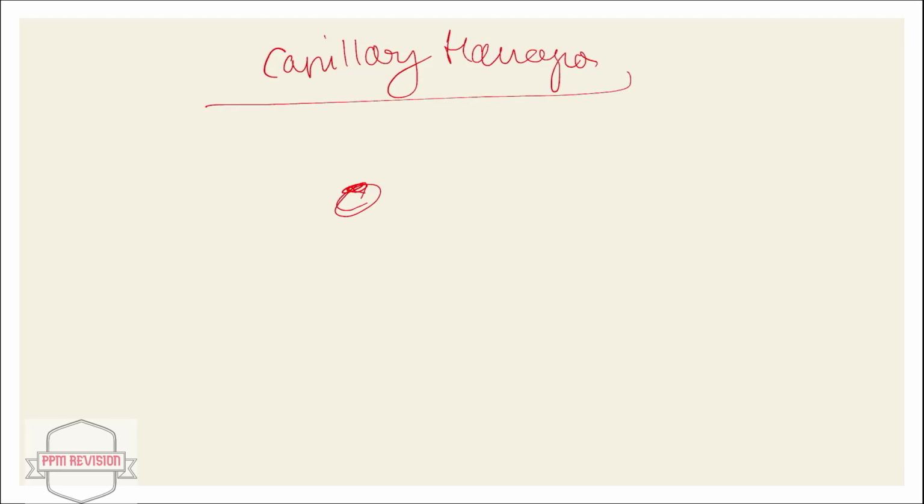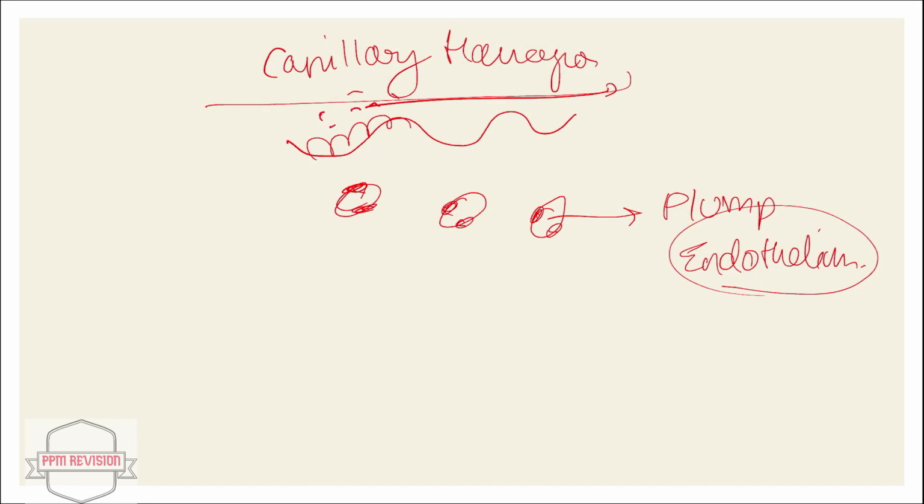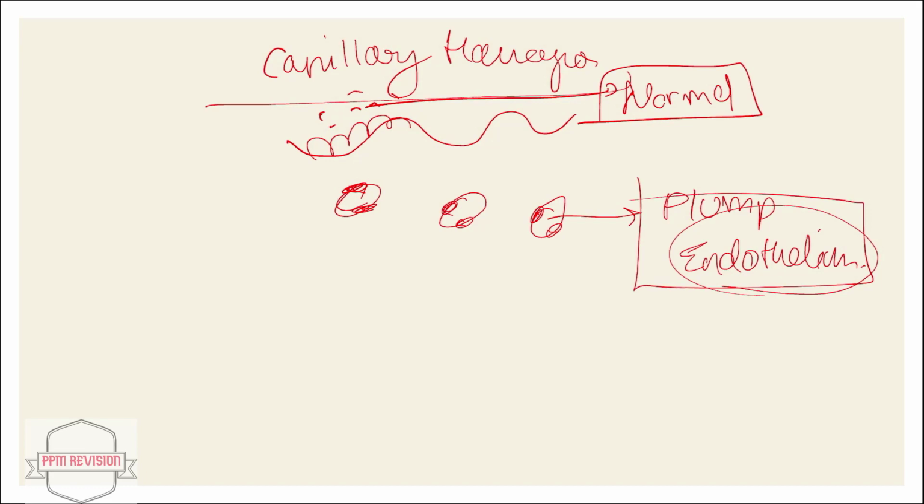Fine. Now moving ahead, we'll be looking at the capillary hemangioma. What is capillary hemangioma? Looking at the diagram of how this looks, there's nothing but a plump endothelium, right? So firstly, let's draw the plump endothelium. Plump endothelium is present in case of the capillary hemangioma, and as usual, there's normal skin. There's normal skin as well as the presence of plump endothelium.